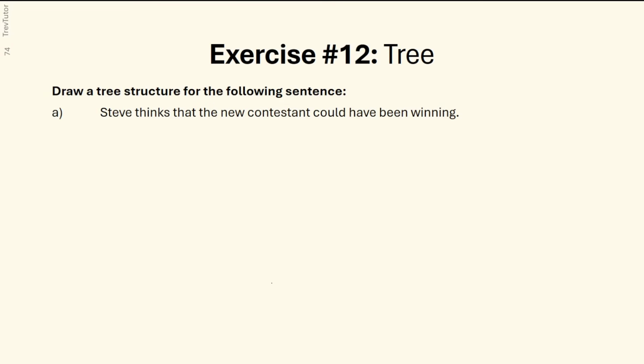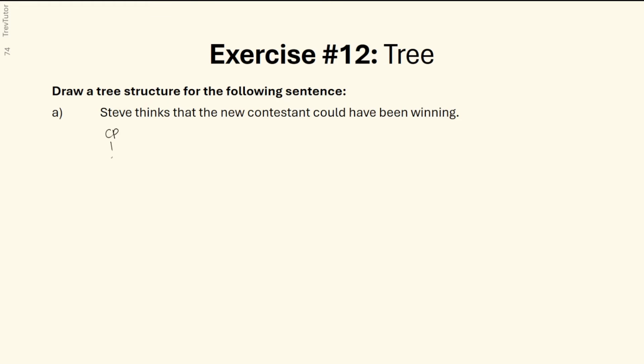So let's try drawing a tree structure for this sentence. Steve thinks that the new contestant could have been winning. You might run out of room here, but you can pause it, try it yourself, and I'll go through this now. So I'm going to take a top-down approach, and that's because now we have a decent idea of what the chain is going to be like.